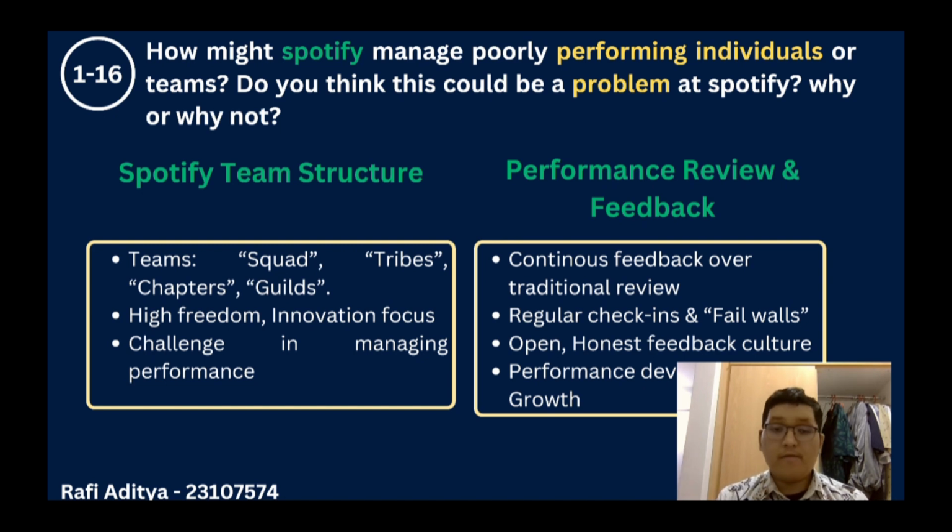The first one is performance reviews and feedback mechanisms. Continuous feedback over traditional reviews. Spotify doesn't do old-school performance reviews. Instead, they have continuous feedback, where each team does a regular check-in to see how everyone's doing and where they can improve. Here's how it works. They look at their mistakes and learn from them. They even have fail walls to be totally transparent about it.